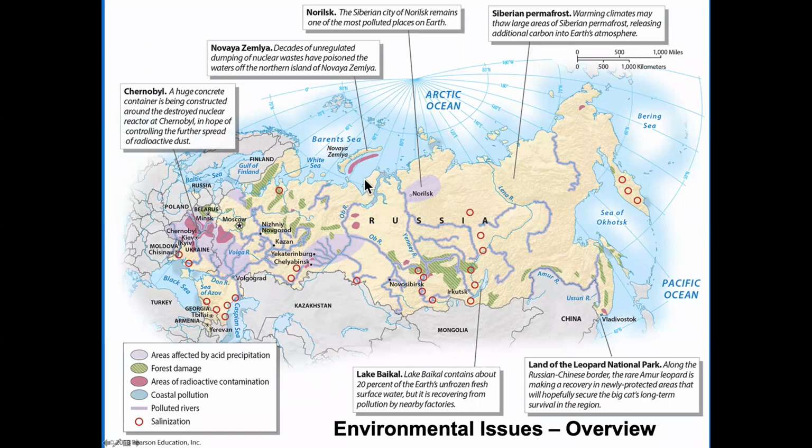But these are some of the other issues. Anything in this sort of pink lavender line would be a polluted river. There's a lot of polluted rivers. There's a lot of forest damage and deforestation. There's, of course, Chernobyl. And by the way, there's a great documentary on how they've completely contained that structure for at least another 100 years. They need to do it for another 9,900 years. That's how bad it is in that particular area.